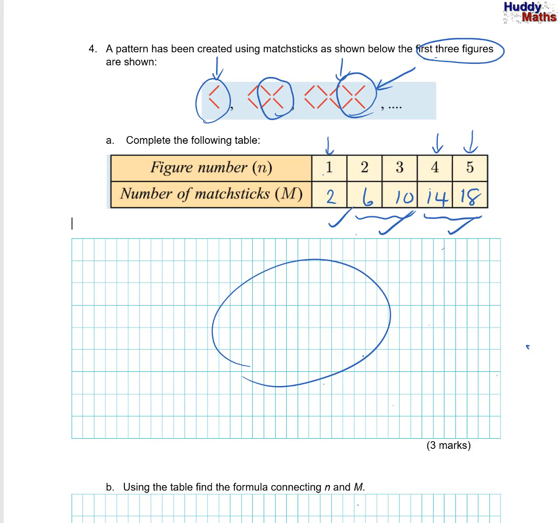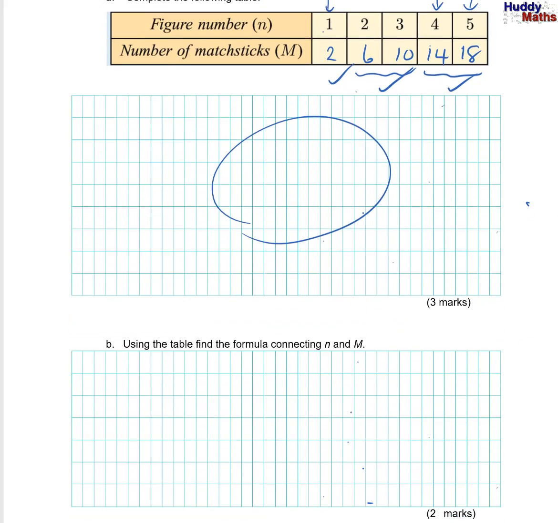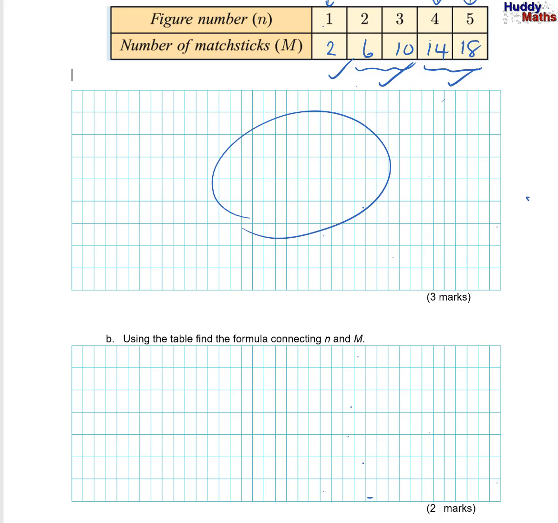So now comes a bit of a challenging part, because we need to use the table to find a formula connecting N and M. So the number of matchsticks is what? Okay, so when N is 2, the answer is 6. So it's going up by 4 every time.